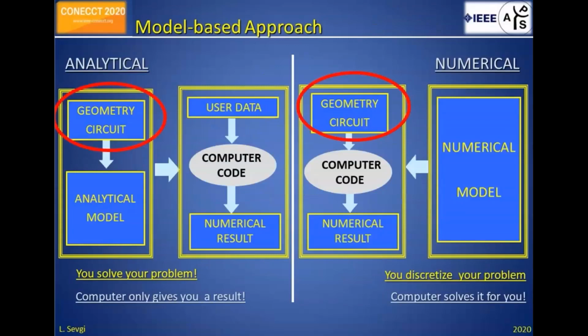So very often we say that we use an analytical model or numerical model. This slide explains what analytical and numerical models mean. So in an analytical model, you use the geometry of your problem and the boundary conditions with the analytical model, and then you report to the computer, supply your user data, and get the numerical result. But in a numerical model-based approach, without computation, you do not get the results. So in an analytical model, actually you solve your problem, and the computer only gives you the result. But in a numerical model, you discretize your problem, and the computer solves it for you.